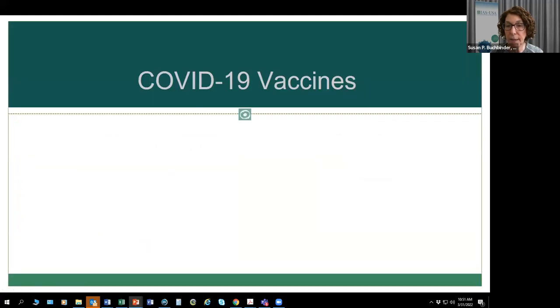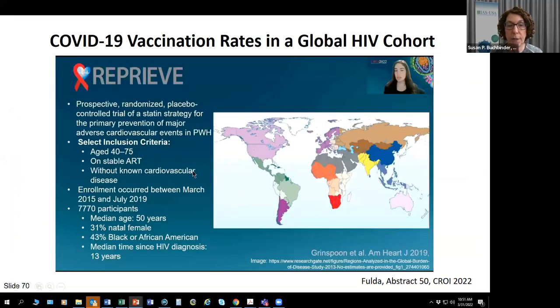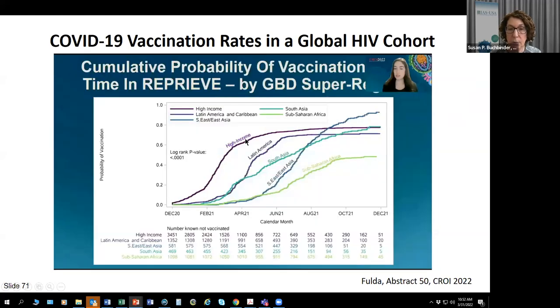So let's talk about COVID-19 vaccines and vaccination in people living with HIV. So this was an interesting presentation looking at data from the REPRIEVE trial, which is this prospective randomized placebo-controlled trial of a statin for preventing cardiovascular events in people with HIV. And it's a global study. So they're actually able to look at what were the rates of vaccination globally. And here's what they found. The people in high-income countries got their vaccines much earlier than people in Latin America, South Asia. Southeast and East Asia have gradually actually overtaken these other countries. And Sub-Saharan Africa has the lowest rate of vaccination of all of these regions of the world in people living with HIV.